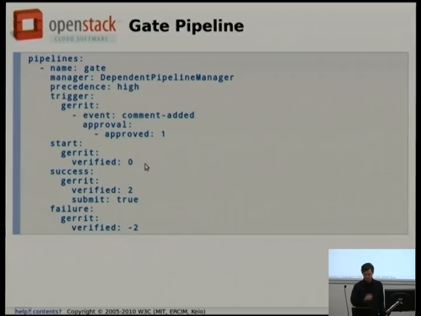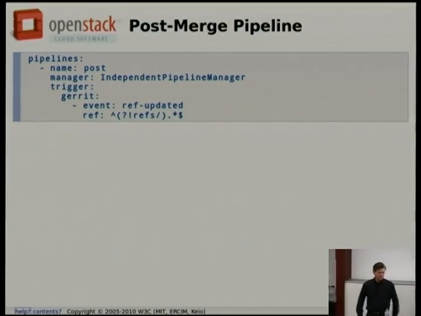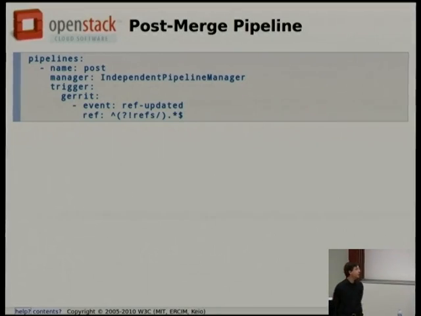And then finally, if the changes succeed, then not only does it vote with a verified ±2, which is like a verified ±1, but more so, but it also tells Gerrit to submit the change. Submit is Gerrit speak for actually perform this merge. The post-merge pipeline, again, is very similar.